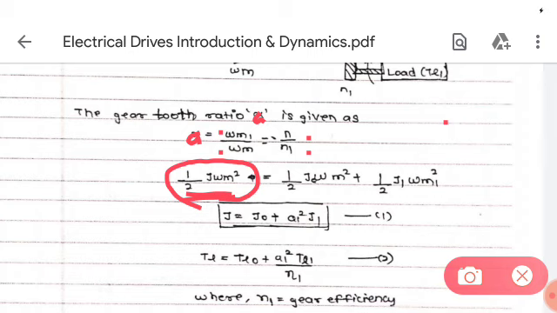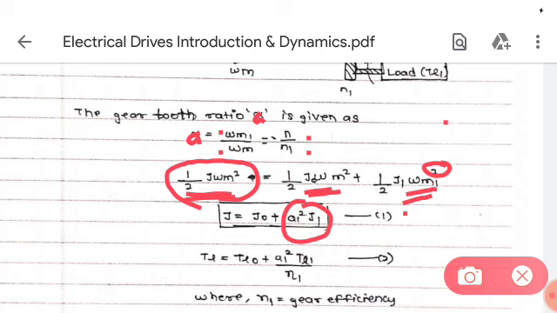This kinetic energy must be the addition of the individual kinetic energies: the kinetic energy of the load which is directly coupled to the motor shaft and the kinetic energy of the load coupled through gear. Therefore the equation is half J omega m square equals half J0 omega m square plus half J1 omega m1 square. Now we just have to remove this omega m quantity, therefore replacing omega m1 in terms of omega m and a. As there is a square of this quantity, we get a square here.